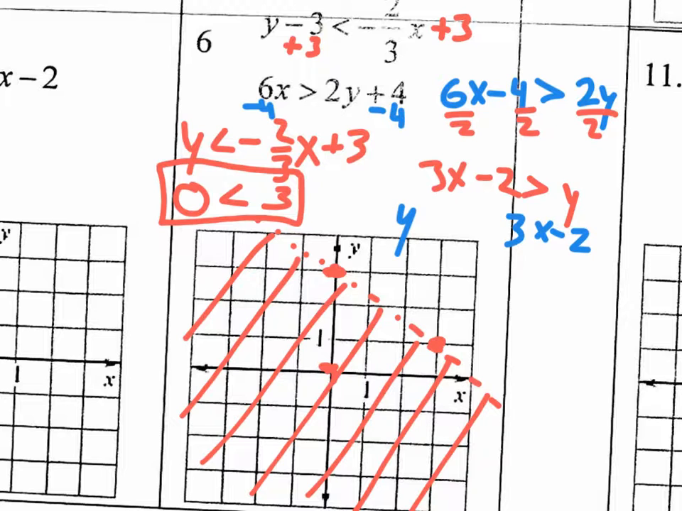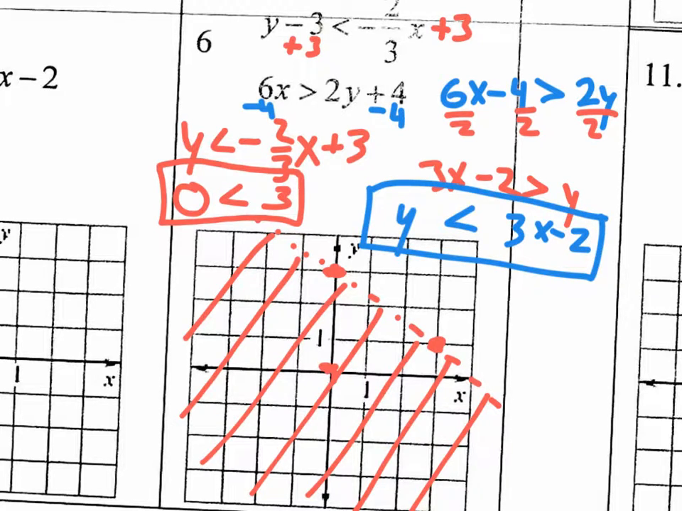Now again, keep in mind that on the red one right here, it's opening up to the binomial 3x minus 2. It's not opening up to the y. So when you rewrite it, it cannot open up to the y. It has to continue opening up to the 3x minus 2. So here's our new blue inequality ready to graph.